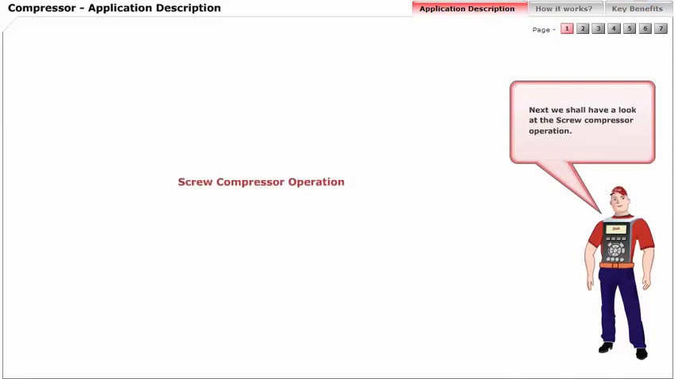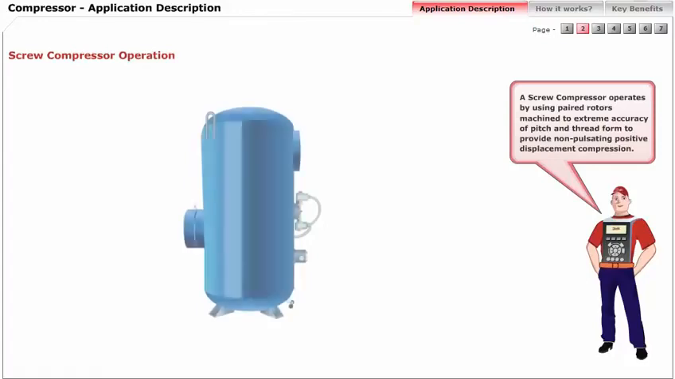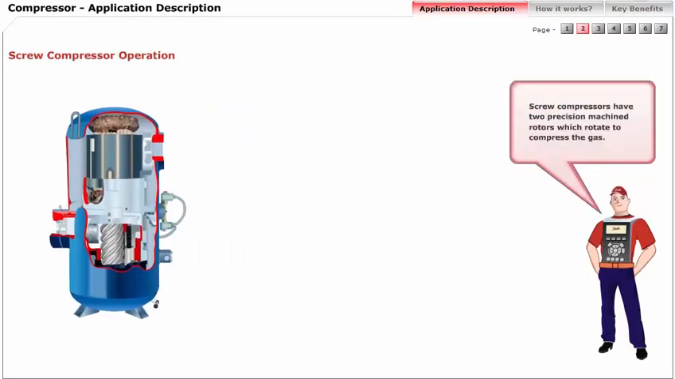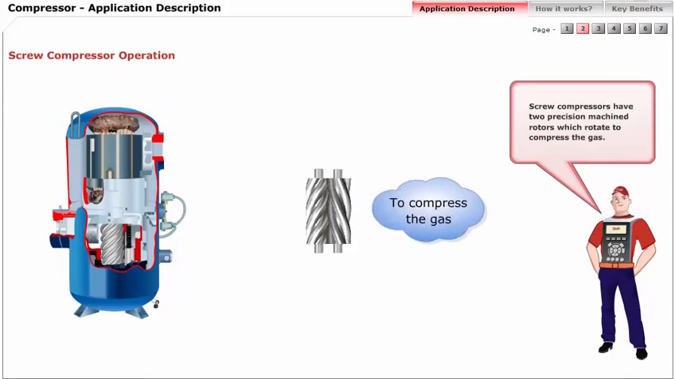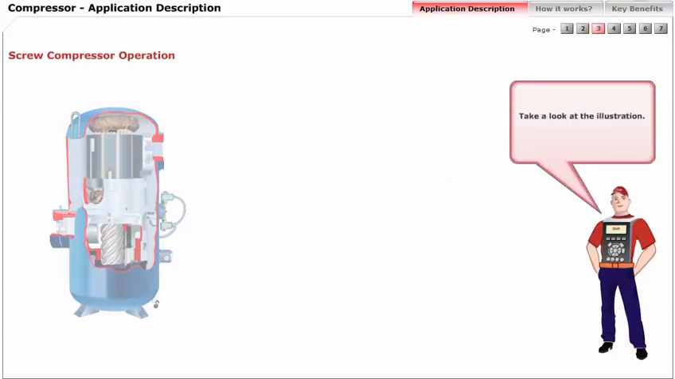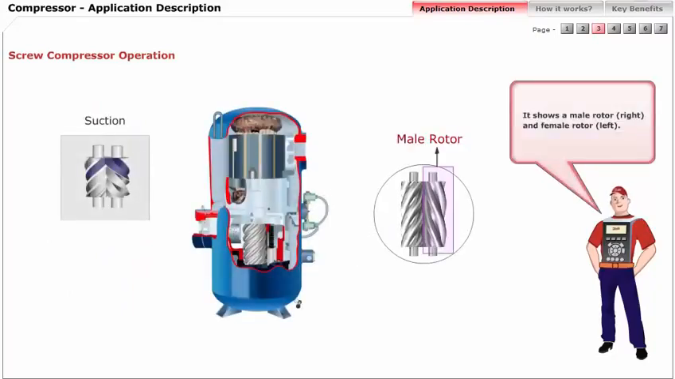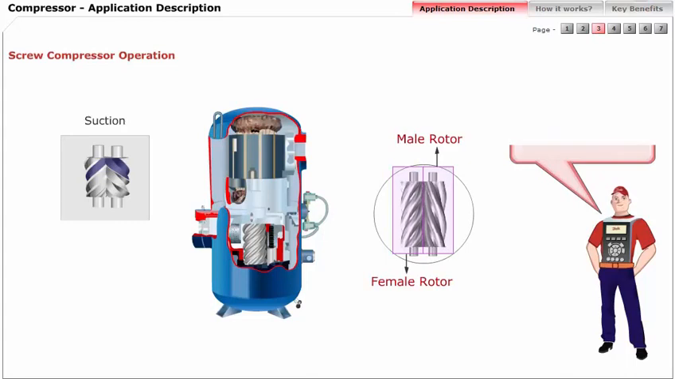Next, we shall have a look at the screw compressor operation. A screw compressor operates by using paired rotors machined to extreme accuracy of pitch and thread form to provide non-pulsating, positive displacement compression. Screw compressors have two precision machined rotors which rotate to compress the gas. Take a look at the illustration. It shows a male rotor and female rotor.